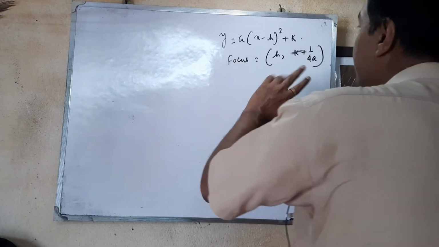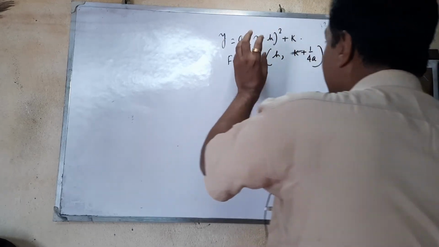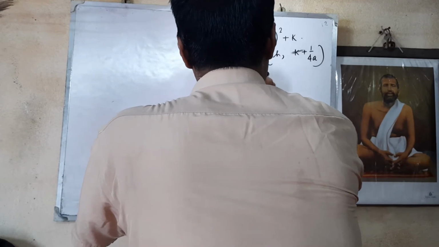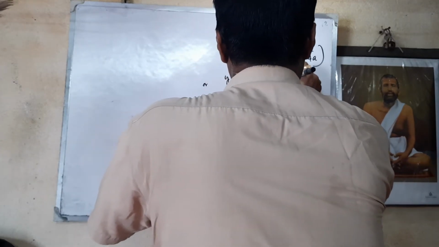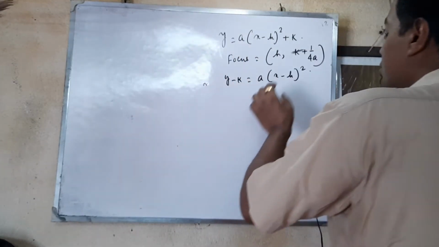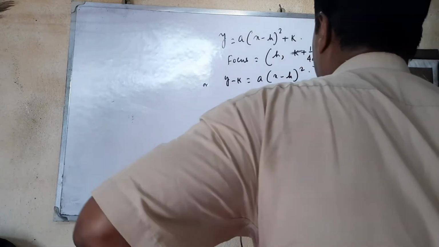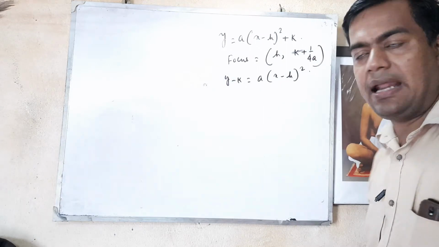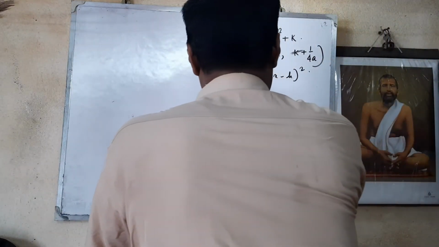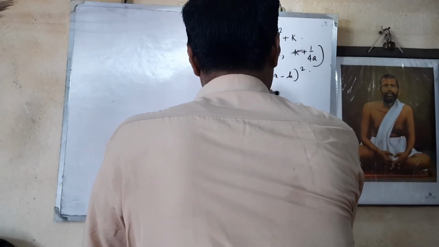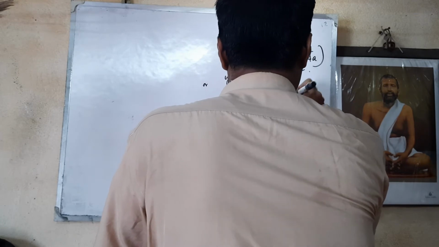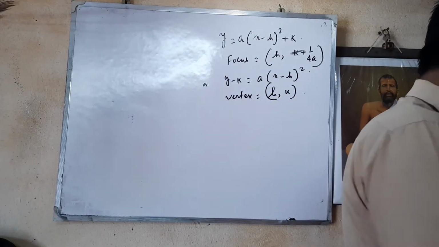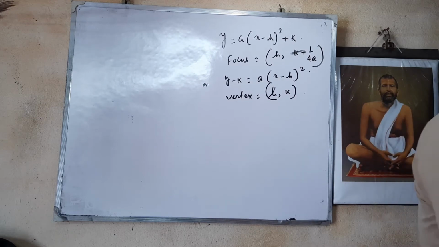Now obviously, what is the axis of that parabola? Now you can write this equation in the form y minus k equals a into x minus h whole square. So the vertex of the parabola is situated at the point h, k. Okay, the vertex of the parabola is situated at h, k.